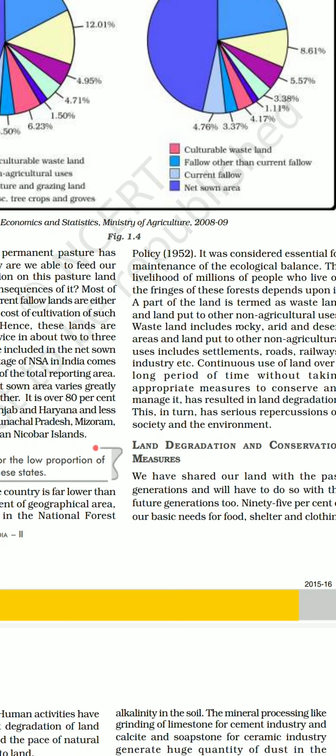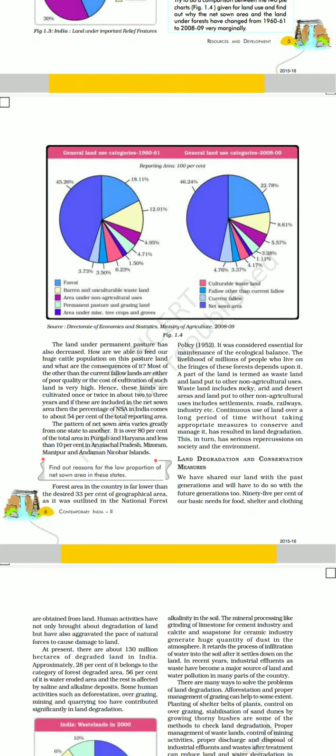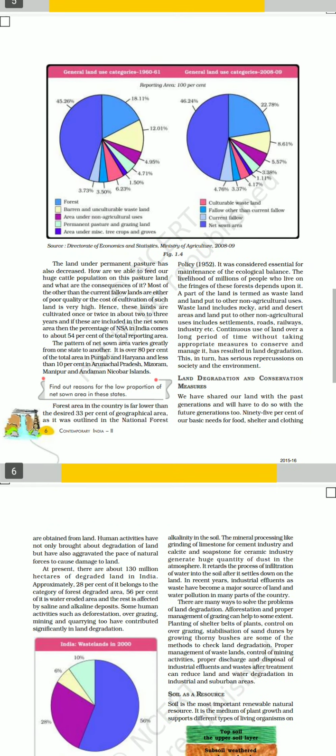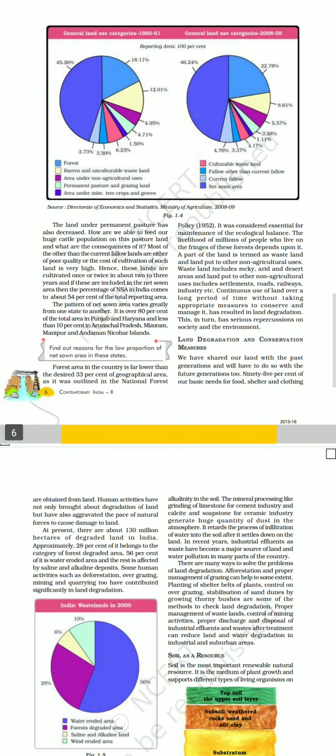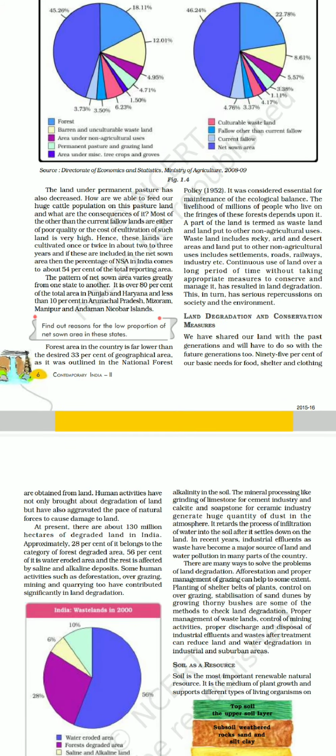Now let's move on to the next heading, that is land degradation and conservation measures. If we exploit the land in so many ways, then obviously the land will be degraded. Land degradation is any change in characteristics of land which reduces its quality or decreases its fertility. Some of the degradation is direct and some are indirect.